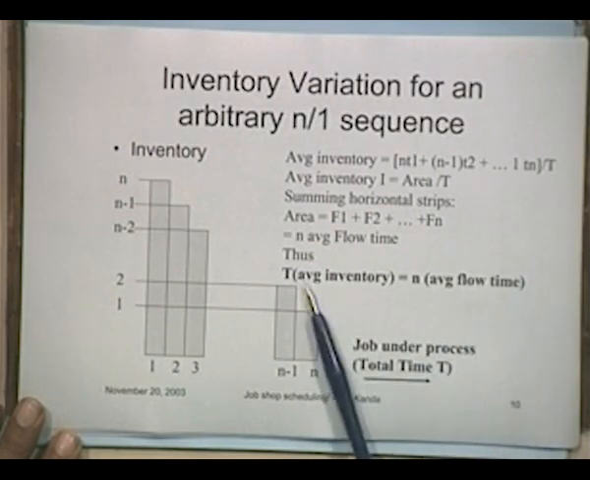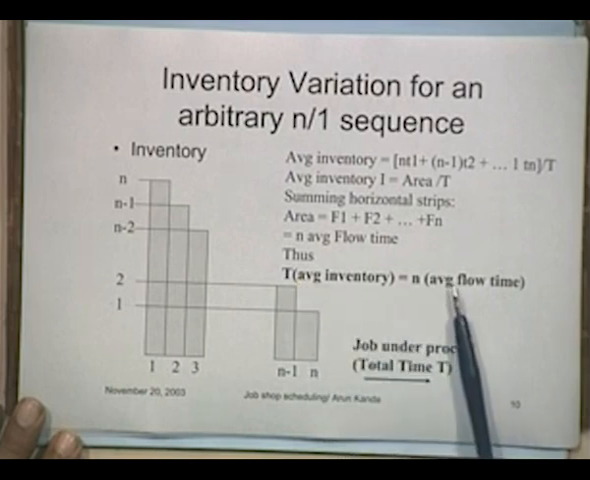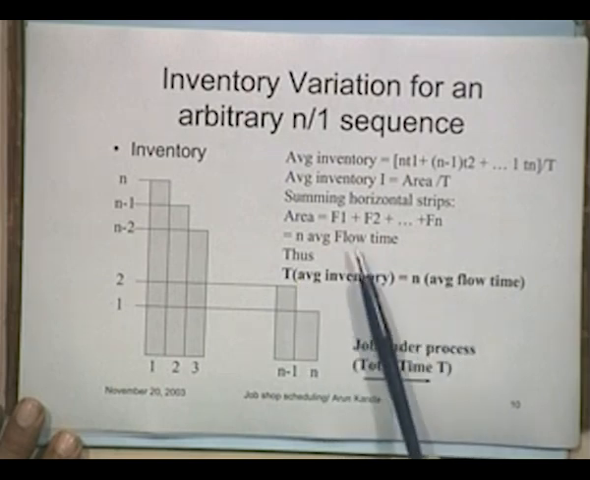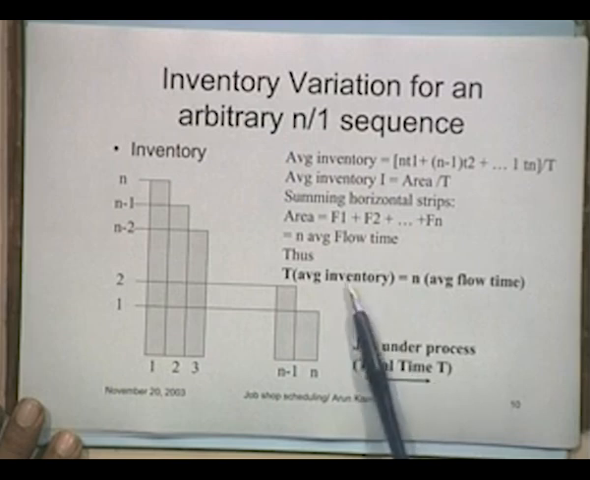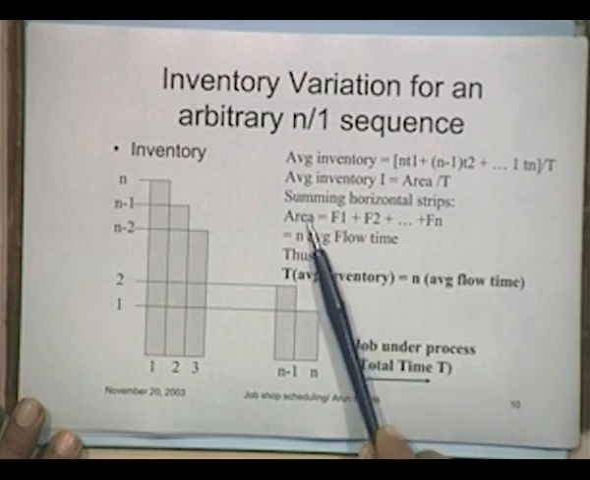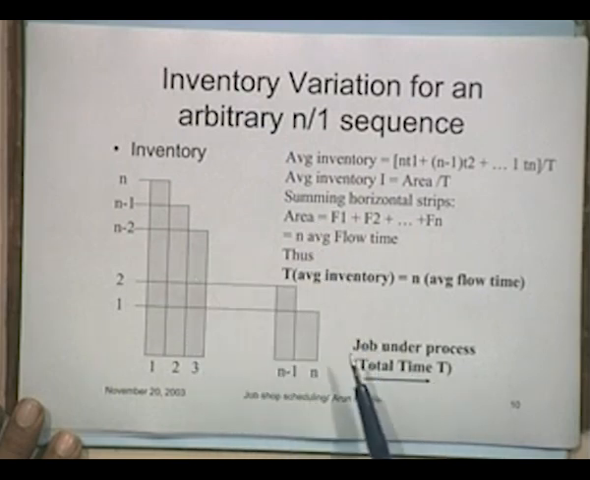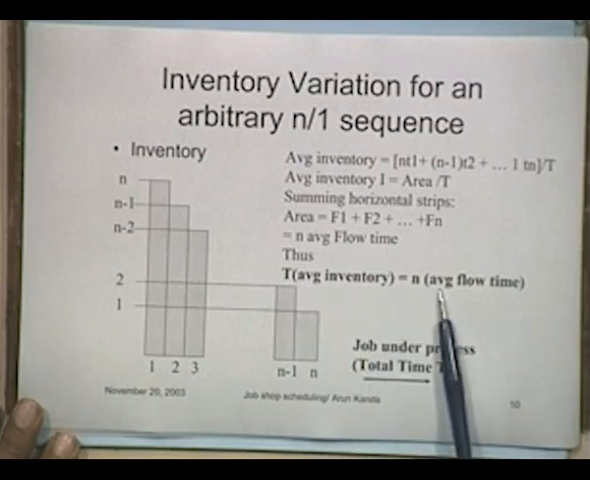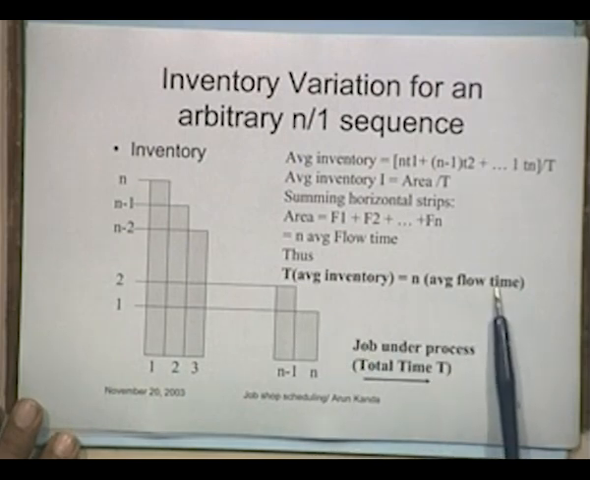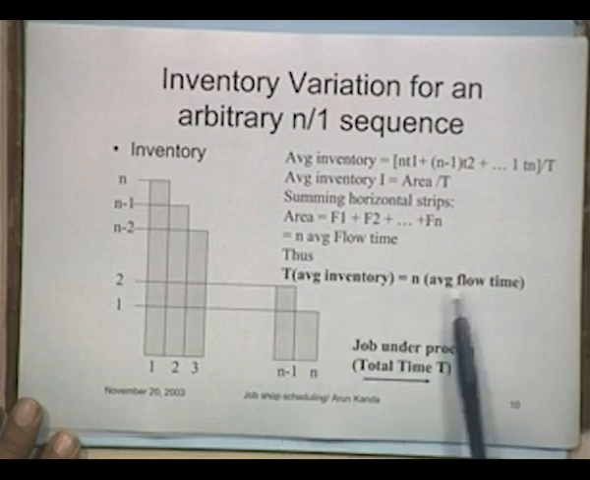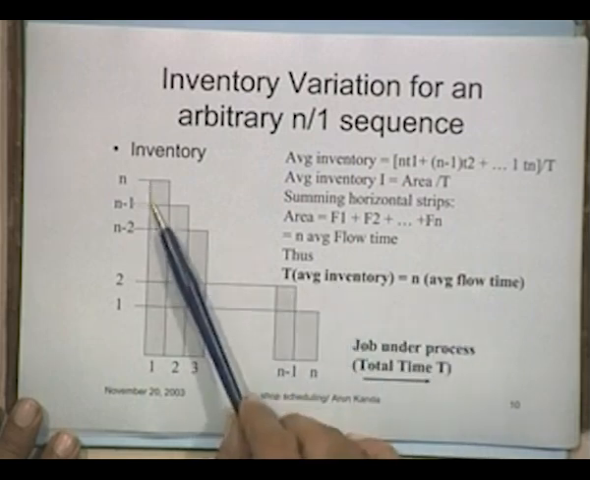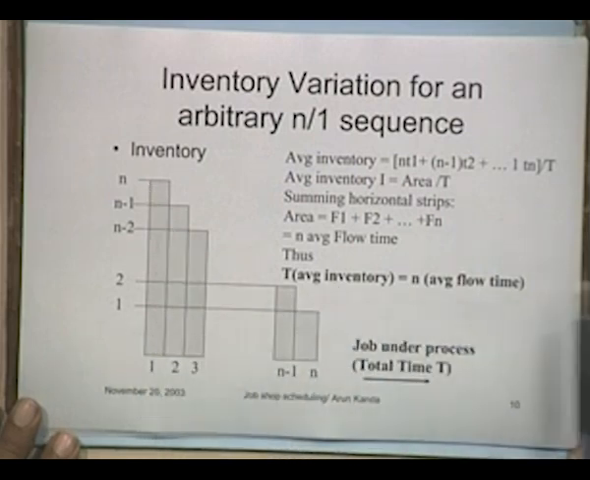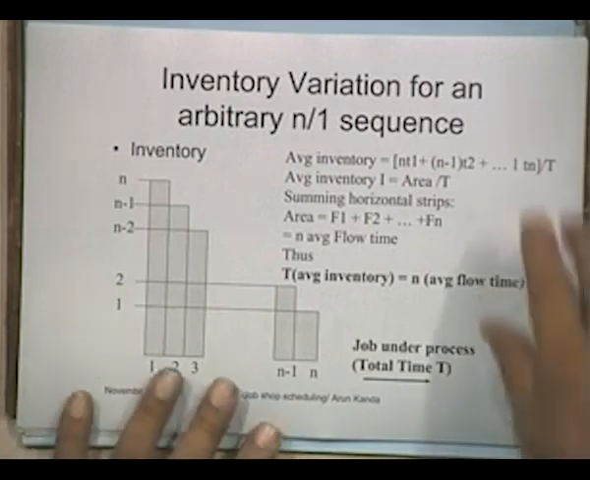What is quite interesting from here is that the average flow time and the average inventory are directly related to the area under the curve. So if you want to minimize the average inventory, or if you want to minimize the average flow time, how can you do it? The best way to do it is to try to minimize the total area under the curve. That's what it is.